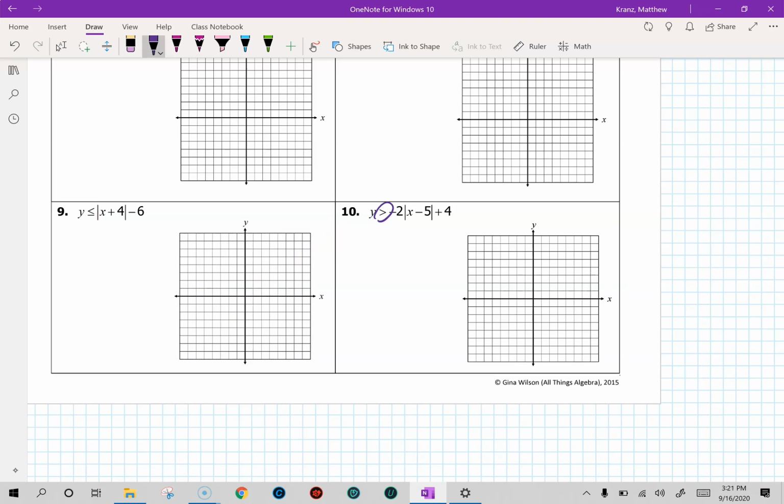So number 9, we can find our vertex because we're at plus 4, so that means we're going to go negative 4 on the x. And our y is going to be negative 6. So that's our vertex. Negative 4, negative 6. 1, 2, 3, 4. Right, there's our vertex right there. And right here, there's nothing in front of here, so our slope is 1.